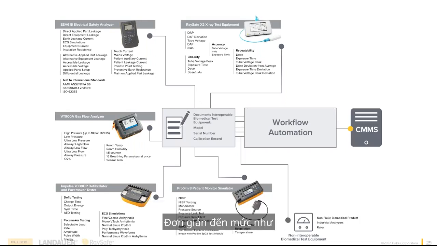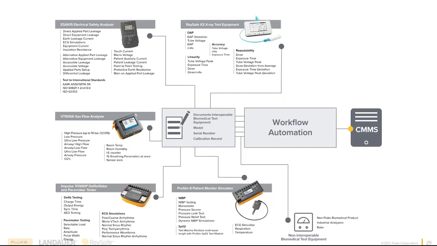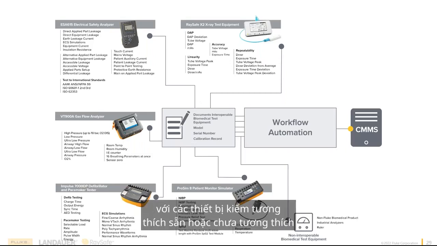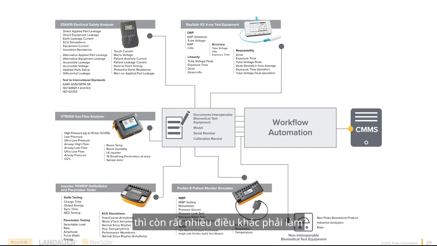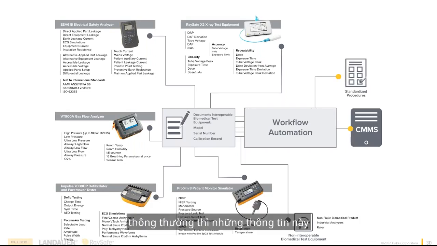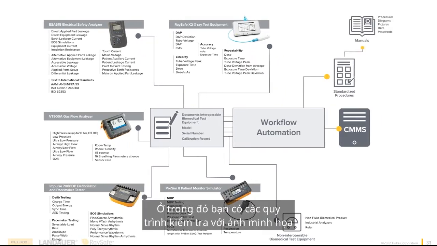But it's also things as simplistic as a ruler. You can use a ruler and still get the benefits of OneQA. So this is all about the devices, interoperable ones, non-interoperable ones. But there's more to workflow automation than just this, because you also need a procedure. So where do you get a standardized procedure? Well, a lot of times this data is going to come from an OEM service manual. Now you'll have a procedure, a diagram, some pictures, some data, and passwords.